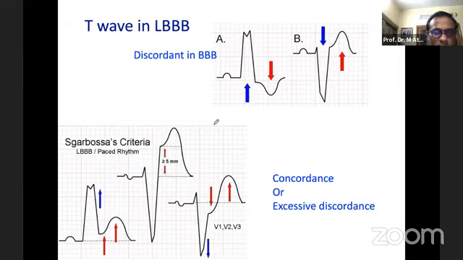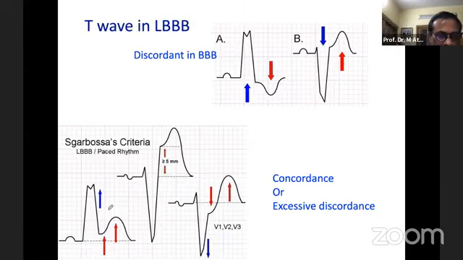But when pathology happens, as for example acute ischemia, in presence of bundle branch block or pacemaker, then what happens? That is the exaggeration of the normal physiology. The T wave will move in the same direction, that is the concordance, instead of the discordance. The T wave will show concordance or excessive discordance, either concordance or excessive discordance or ST depression.